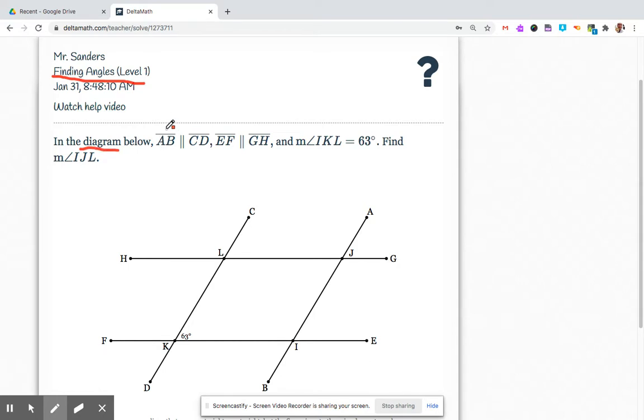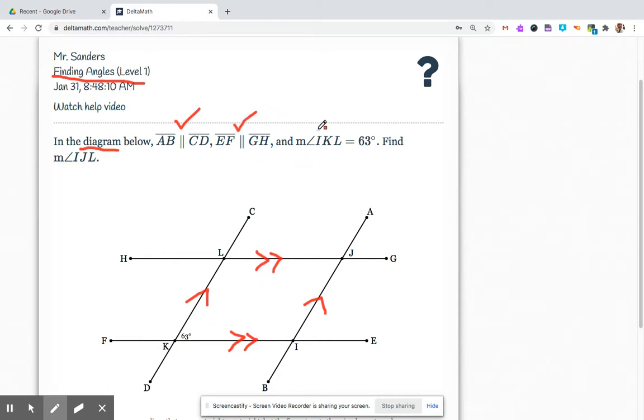Okay, we have line AB is parallel to line CD. So this and these are parallel. We have to mark them. Check. EF, this line right here, is parallel to GH. We want to use a different parallel symbol, so it's two arrows on it.